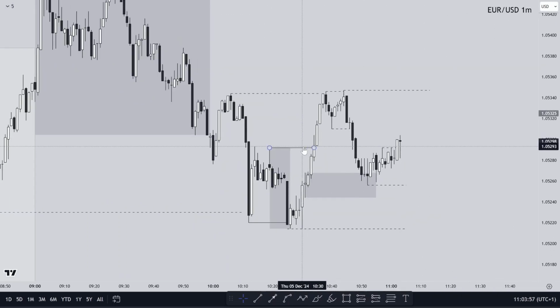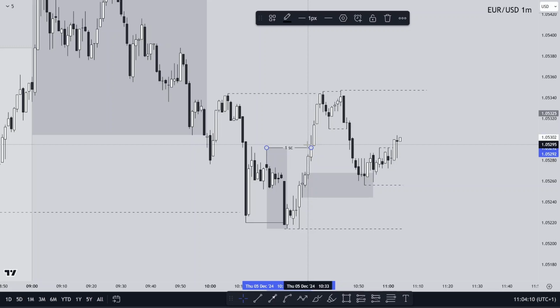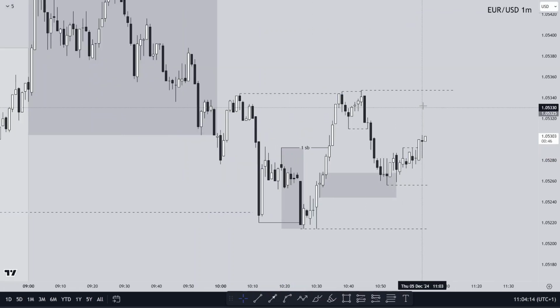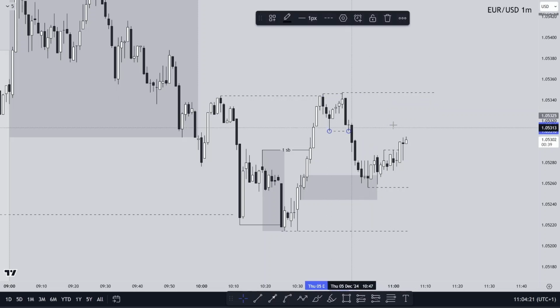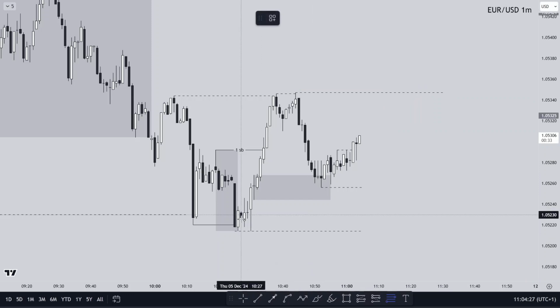Remember that for the moment this was my first break of structure, maybe first structure break. I need to wait for the second one. So since this is my maximum right now, I need to wait for the price to reach this level.